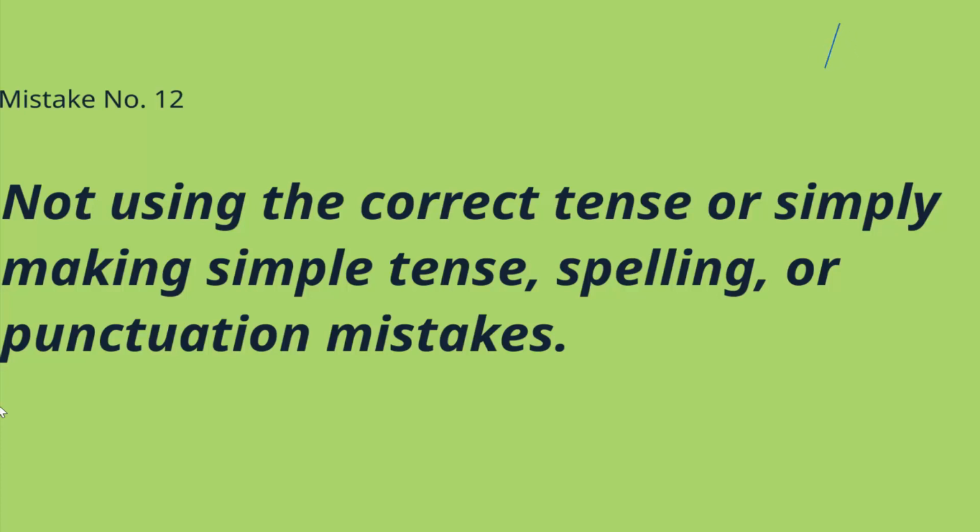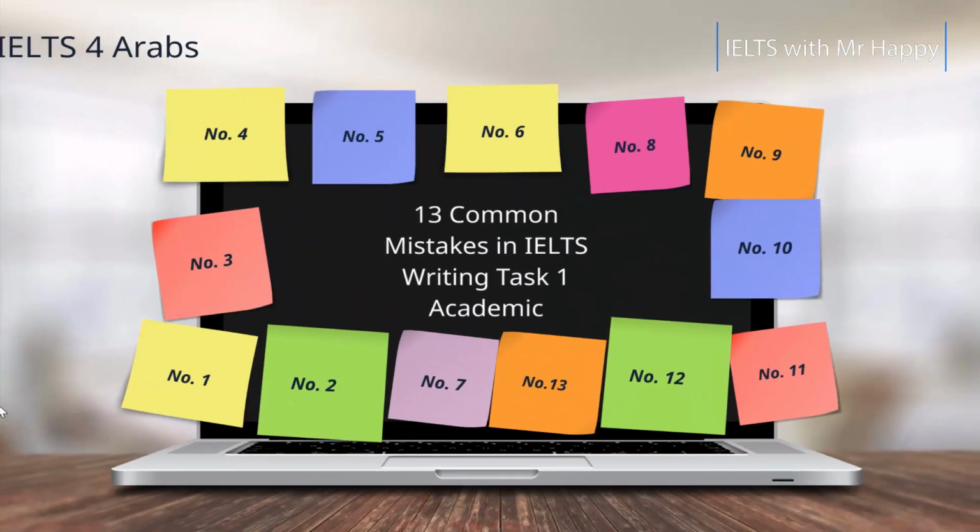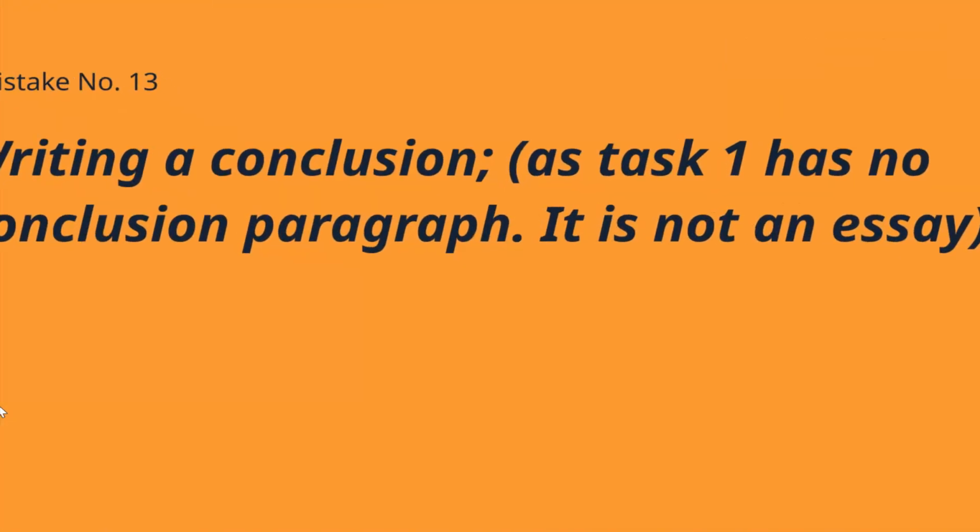Okay. One last mistake is mistake number 13, which is writing a conclusion. Writing task 1 academic is not an essay, so you don't have to write a conclusion at all. Because if you write a conclusion, it means that you are going to summarize and outline some information, and you're not allowed to summarize or outline any information at the end, because if you do so, you are repeating information, and this is prohibited. This is not allowed at all. Okay, so don't write a conclusion.